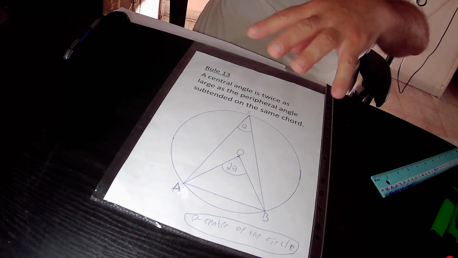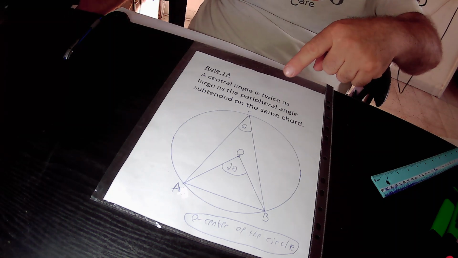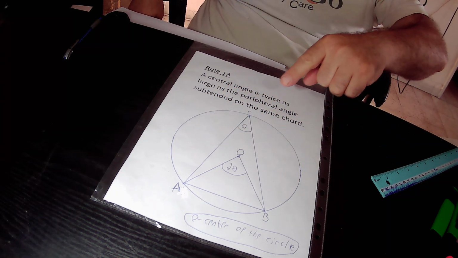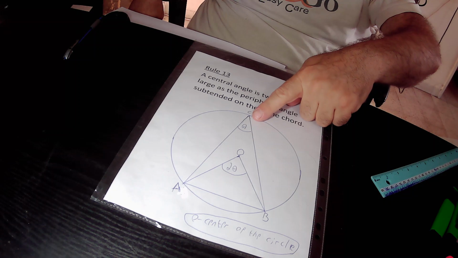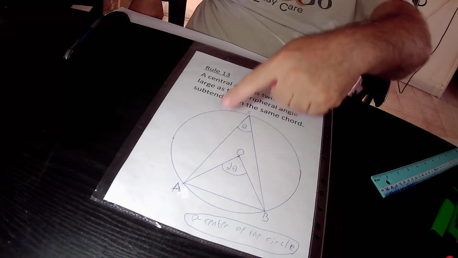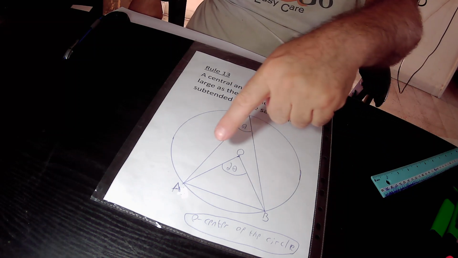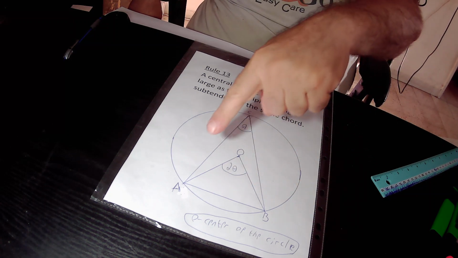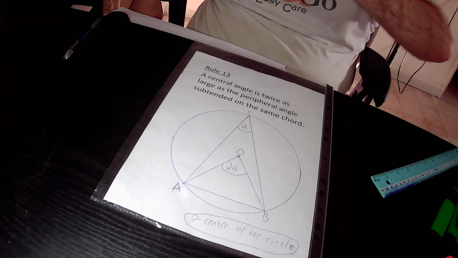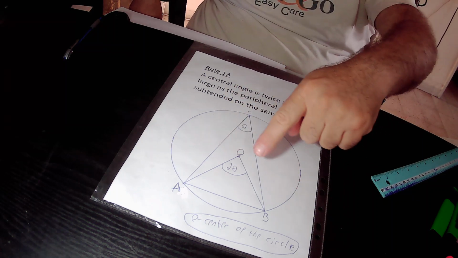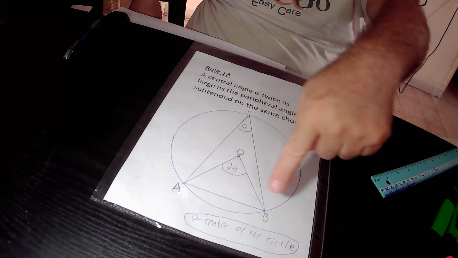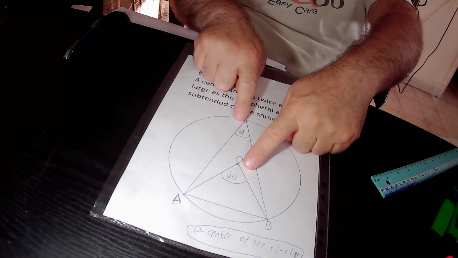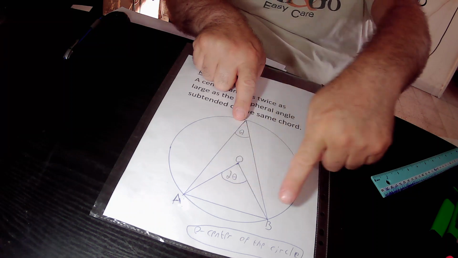So in the drawing we have a circle. Inside this circle we have peripheral angle ACB. The size of this peripheral angle ACB is theta, and this peripheral angle ACB subtends on chord AB. In addition, we have here center angle AOB, and this center angle AOB also subtends on chord AB.